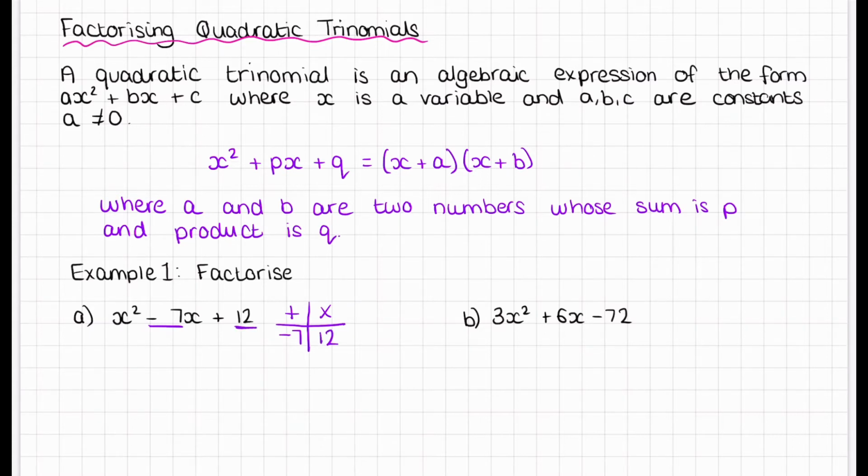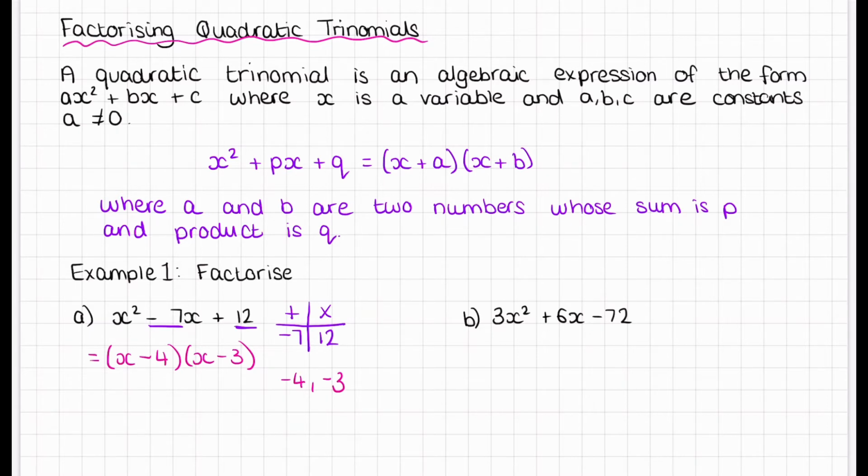What we want to do is find two numbers that will multiply to get 12, but when we add them we get negative 7. This is where your trial and error comes in. You have to just start thinking of numbers that multiply to get 12 and then add them, see do you get negative 7. When you do that you'll find you get negative 4 and negative 3. Once you've found those two numbers, it's really simple. You just put them in the brackets. So it'll be x minus 4 and x minus 3. Done.